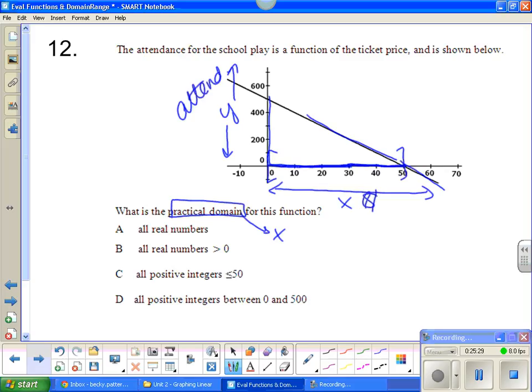So which one of these says greater than 0, which means it has to be positive, but it also has to be less than or equal to 50. All real numbers means every single number. This is all real numbers greater than 0. That does take the negatives out, but it doesn't cap it at 50. This is all positive integers less than or equal to 50. I kind of like that one. This one says all positive integers between 0 and 500. D is trying to throw you off and get you looking this way. But we know that that was the attendance, and we're talking about the domain, the ticket price.